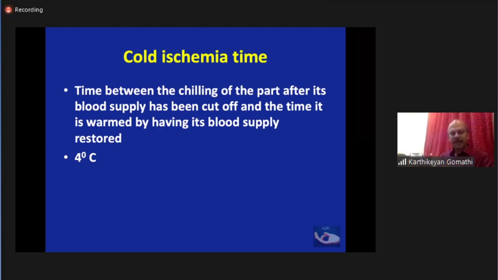Cold ischemia time is the time between the chilling of the part after the blood supply has been cut off and the time it is warmed by having its blood supply restored. So it is on ice. It is at 4 degrees Celsius. This is the cold ischemia temperature, and this amount of time duration is called the cold ischemia time.